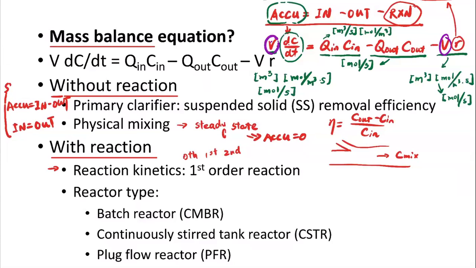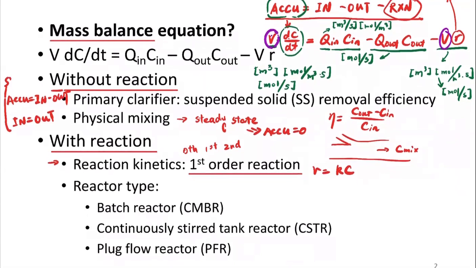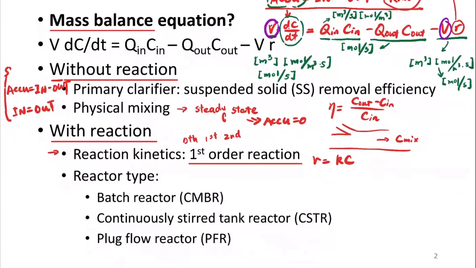And we mentioned that the first order reaction is the most common one, which has the relationship of R equal to K multiplied by C. Basically, the reaction rate is proportional to the concentration of this species. And we also mentioned that we need to pay attention to the reactor type, right? So there can be all different types of reactors involved in this environmental engineering process.